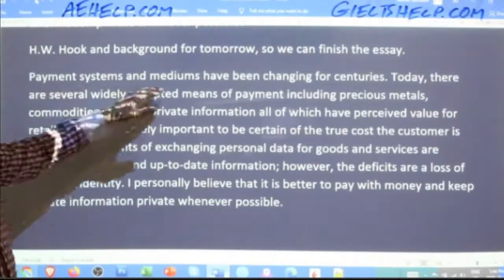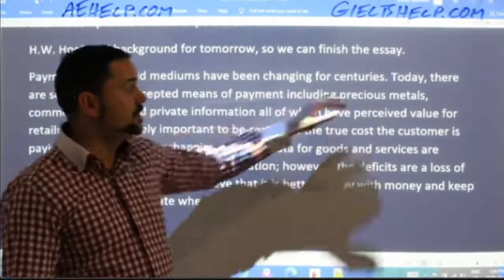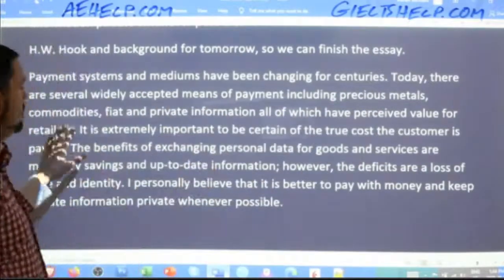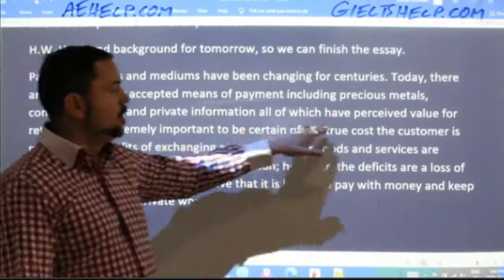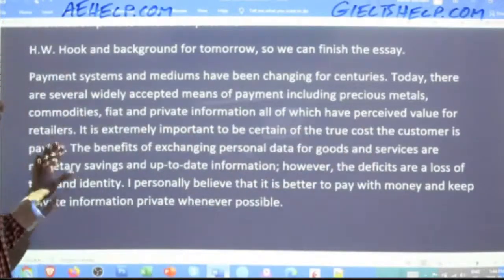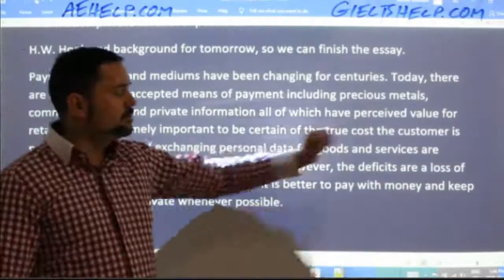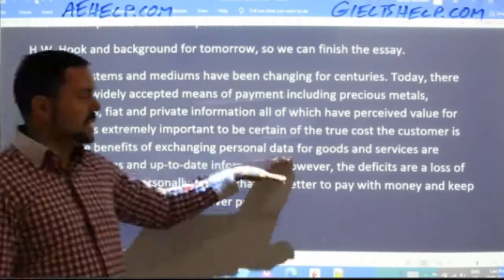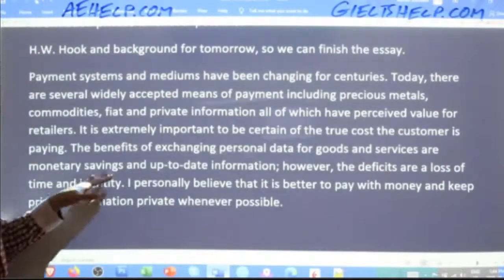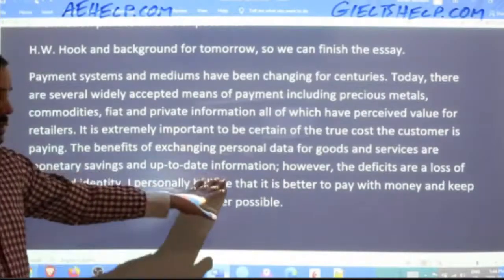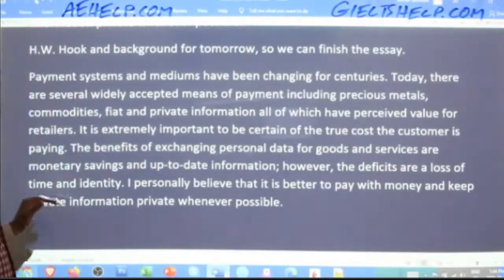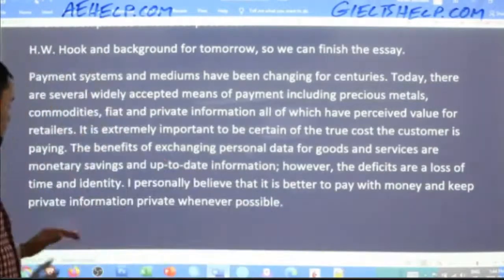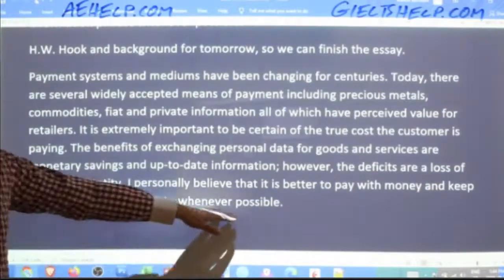So payment systems and mediums have been changing for centuries. Today, there are several widely accepted means of payment, including precious metals, commodities, fiat, and private information, all of which have perceived value for retailers. It is extremely important to be certain of the true cost the customer is paying. Benefits of exchanging personal data for goods and services are monetary savings and up-to-date information. However, the deficits are a loss of time and identity. I personally believe that it is better to pay with money and keep private information private whenever possible.